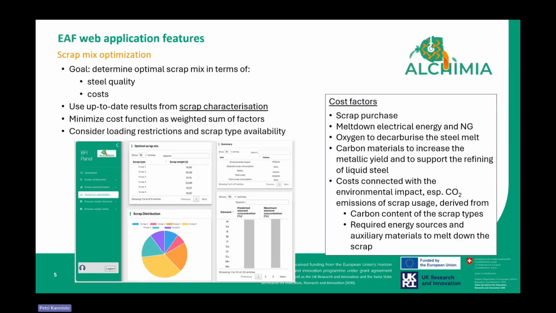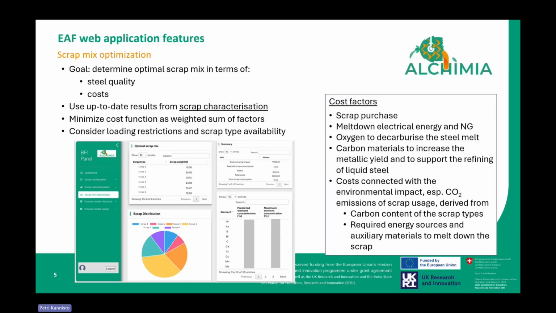Then the next step is scrap mix optimization. So now that we have characterized the features of each scrap category, we can then determine an optimal scrap mix for each heat, considering the steel quality we want to produce and also costs. Steel qualities depend on the plant. Sometimes there are more, sometimes fewer, but it's important to recognize what we put into the furnace to reach the desired quality.